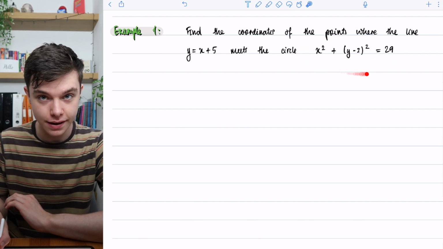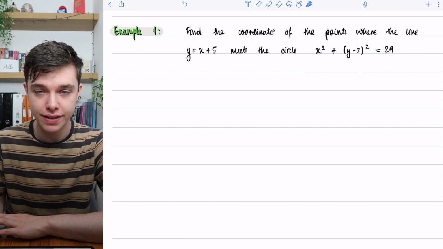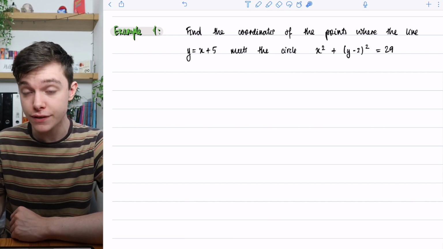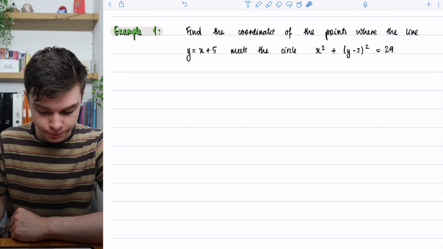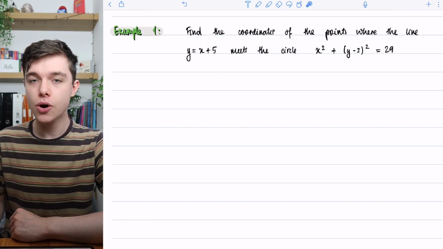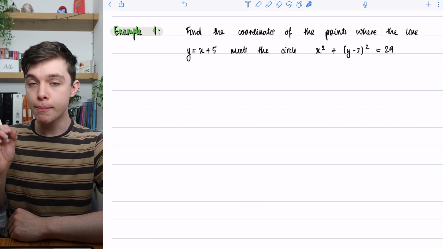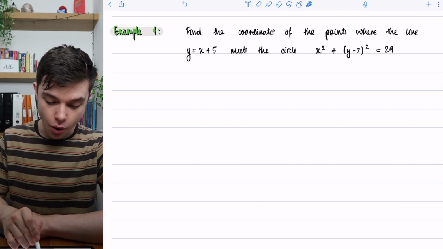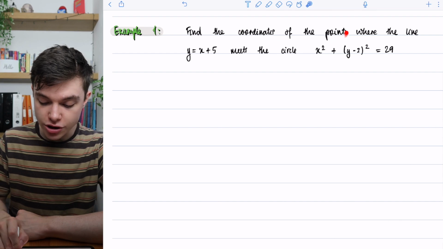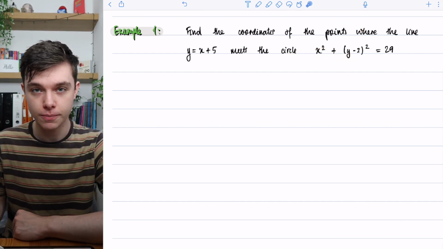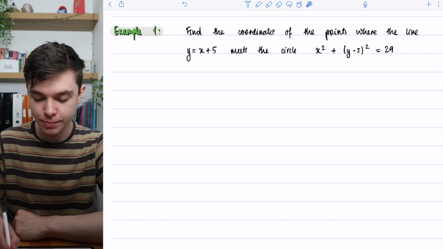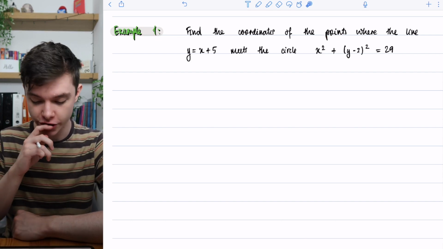What's the centre of this circle going to be? Just have a think about that. Even if it's not part of the question, it's always useful to think about. We're being asked to find the coordinates of the points where the straight line meets the circle, so we're going to have two intersection points here, because it's plural: we've got points.